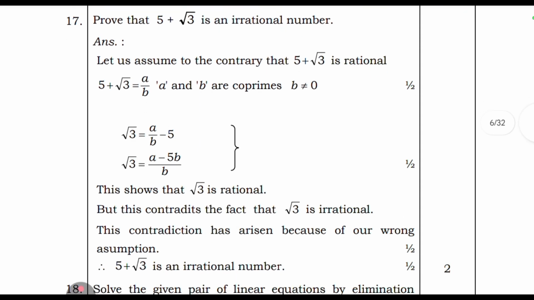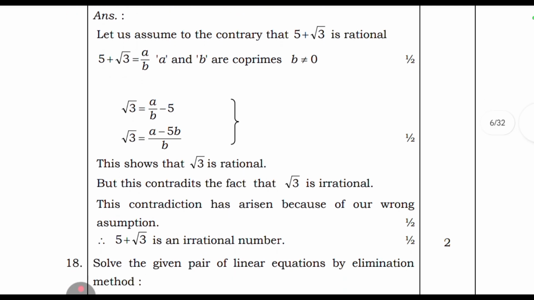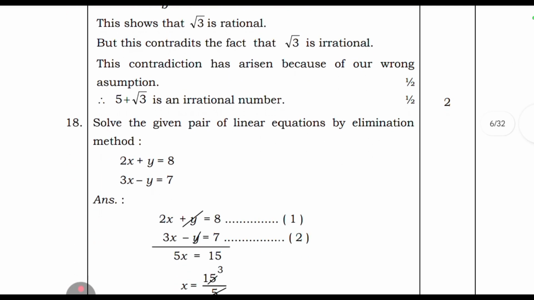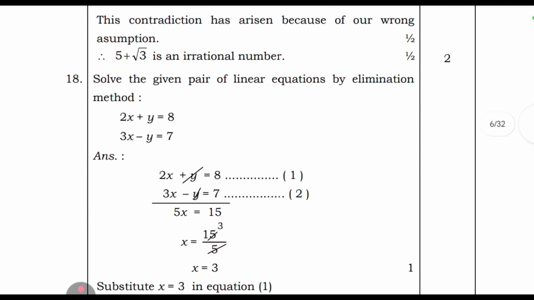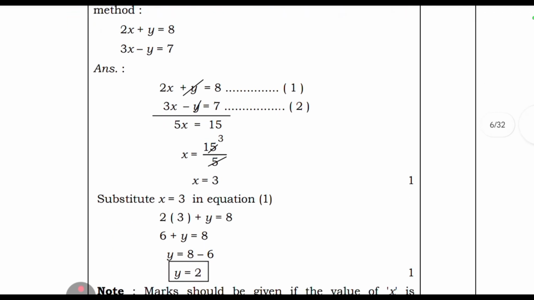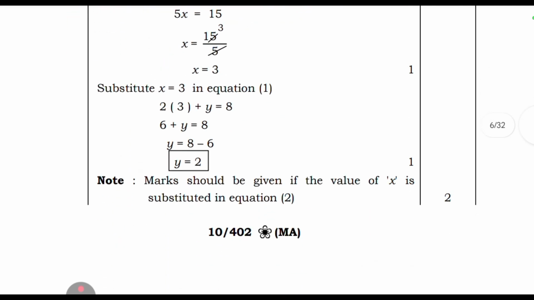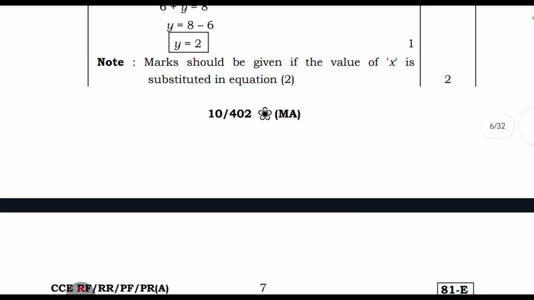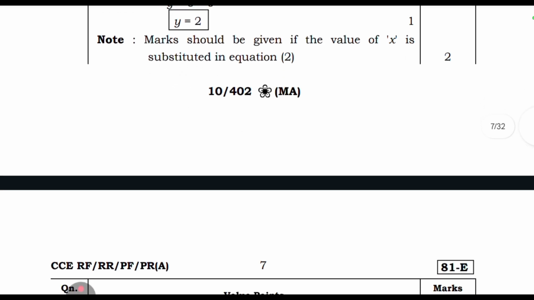Prove that 5 plus root 3 is an irrational number. You have to follow these steps to get 2 marks. And solve the given pair of linear equations by the elimination method. If they have mentioned the method as elimination, you should solve with the elimination method only. You can also take less time to solve this by elimination only. They have given a note: no marks should be given if the value of x is substituted in equation 2 directly.